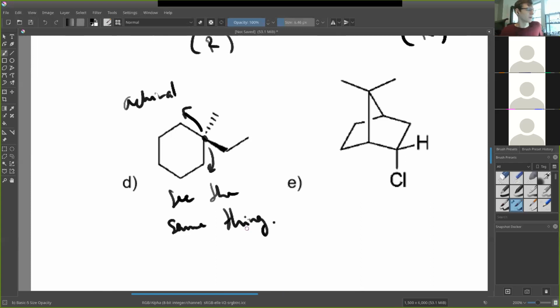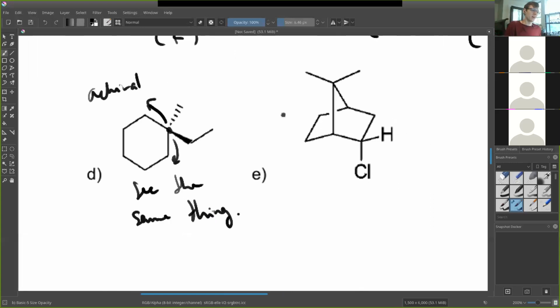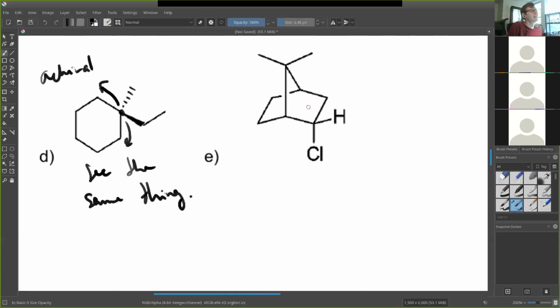So numbering this one wouldn't even really work, right? In general, if numbering something fails because there are two things that are exactly the same, then it has to be achiral, right? Because you need 4 different things. So numbering should never break like that.